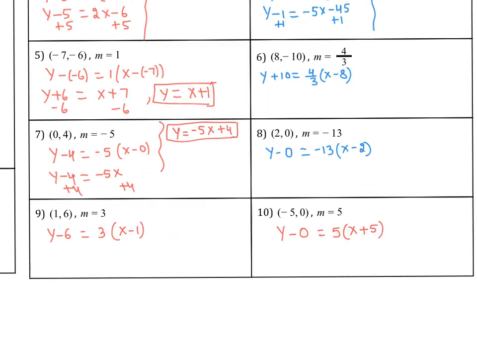For number 9, y1 is 6, so y minus y1, so y minus 6 equals m, that is 3, x minus x1, x1 is 1, so y minus 6 equals 3 times x minus 1 is the point slope form of the equation. For number 10, y minus y1, so y1 is 0, equals m, that is 5, x minus x1. So if it is minus already, you're going to use opposite sign, that is +5. So here is the point slope form of the equation passing through this point, and slope is 5.